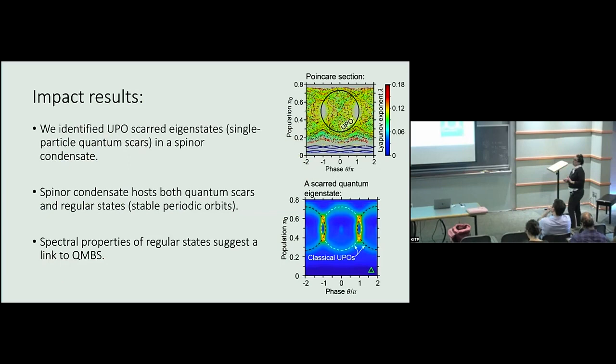I'm going to just tell you what we found first and then get into the details. First of all, we identify scar eigenstates in the system, and we find these with the Husimi distributions, which I'm going to define. We also found that this system hosts not just quantum scars based on this UPO, but also regular states, associated with stable periodic orbits, okay? And very interestingly, the spectral properties of the regular states suggest a link to QMBS rather than the quantum scars. I'll get into the details of this now.